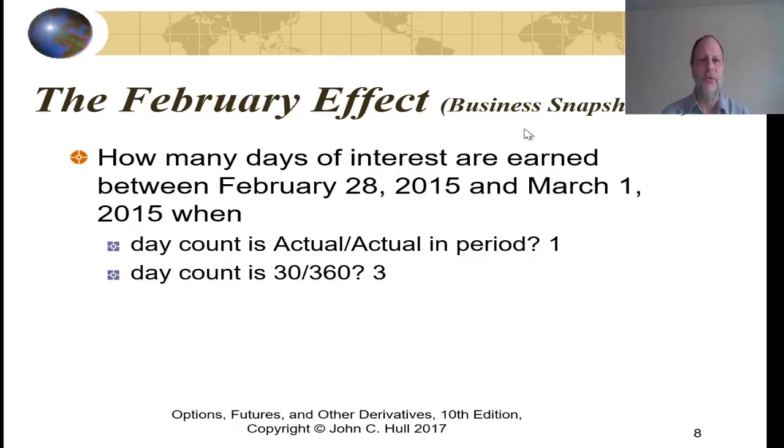One of the most interesting effects in this is the so-called February effect. And we could ask how many days of interest are earned between February 28th, 2015 and March 1st, 2015. If you use actual over actual, there are only 28 days in February, so you would only have one day. Whereas if you use the convention of every month having 30 days out of 360 days, you actually earn 3 days, because you have February 29th and February 30th, which are earned even though they don't really exist.